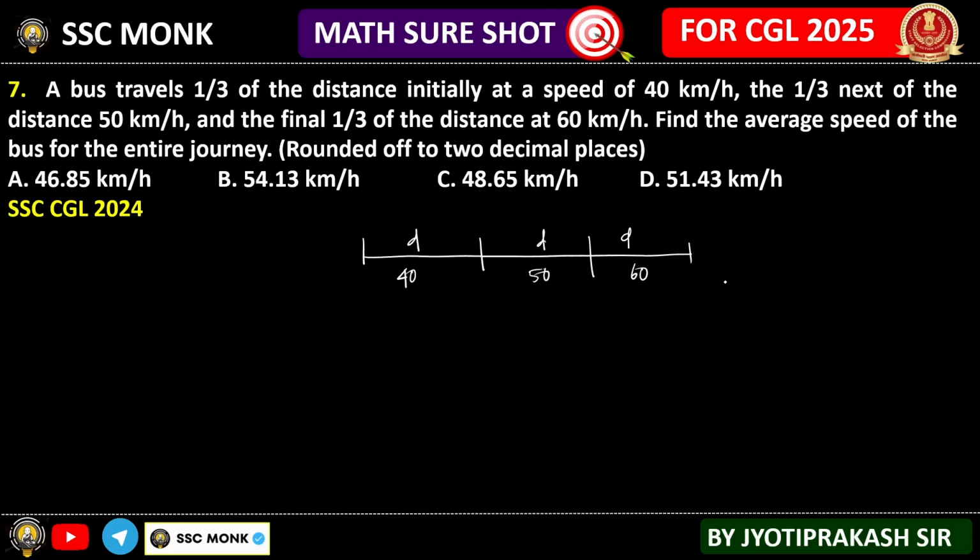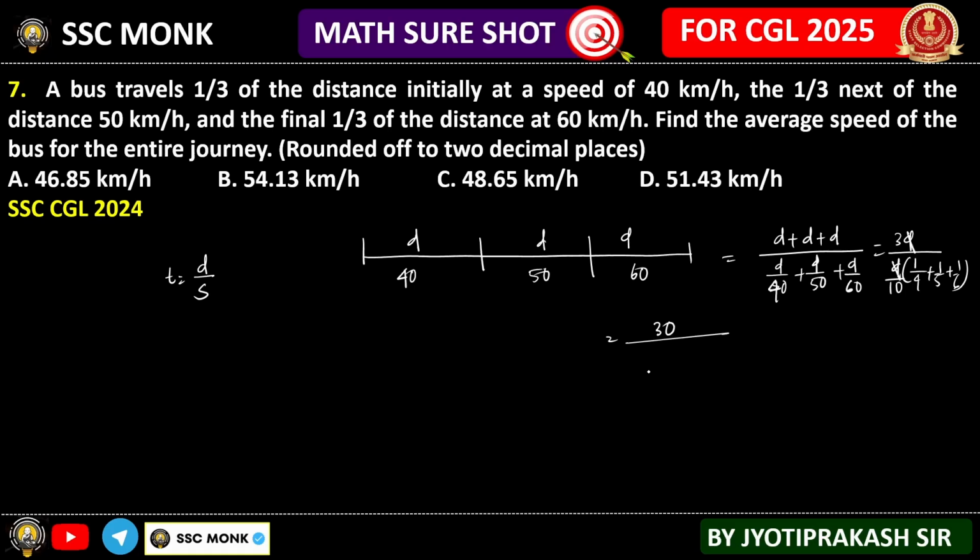Yes or no? Yes. So average speed is equal to what? Total distance, so D plus D plus D, divided by total time. Sir, we know time is equal to distance by speed. So distance by speed plus distance by speed plus distance by speed. Here it is 3D. Here D is common, so D by 10 common. So I can write 1 by 4 plus 1 by 5 plus 1 by 6. D gone. 10 will be on the upper side. So 30 divided by 4, 5, 6.